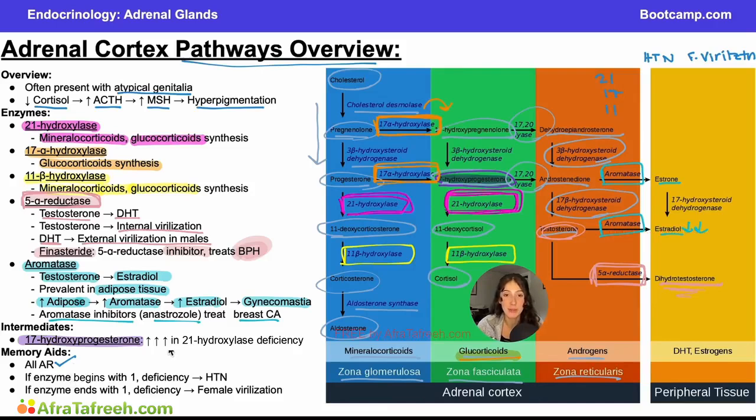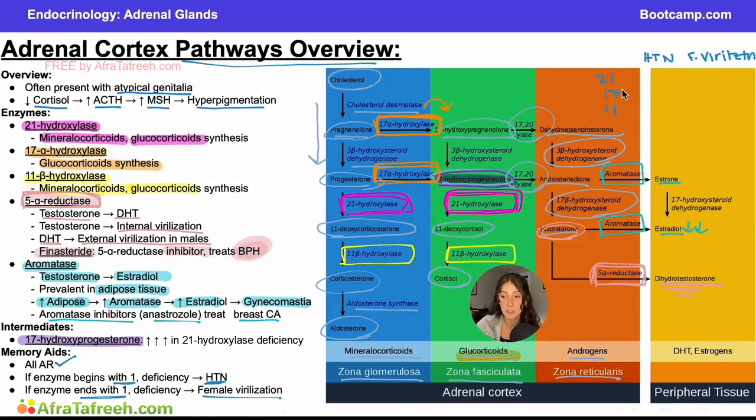Next, I want to walk through a couple key rules that I think will really help you keep these different enzyme deficiencies and differences of sexual differentiation clear in your mind. So the first rule is, if the enzyme that is deficient begins with 1, then a deficiency in this enzyme will lead to hypertension. And the second rule is, if the enzyme ends with a 1 that is deficient, then deficiency of this enzyme will lead to female virilization. So I've written this out up here. We can kind of walk through this table here.